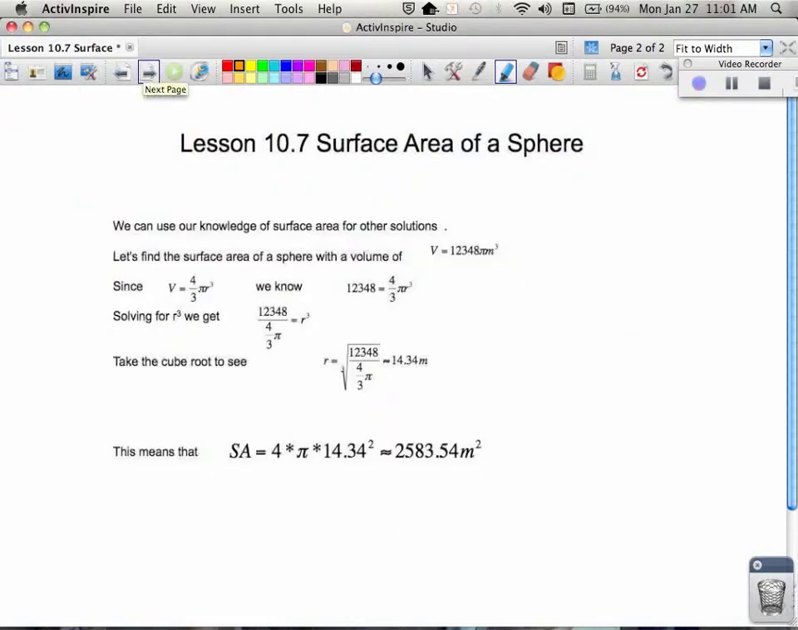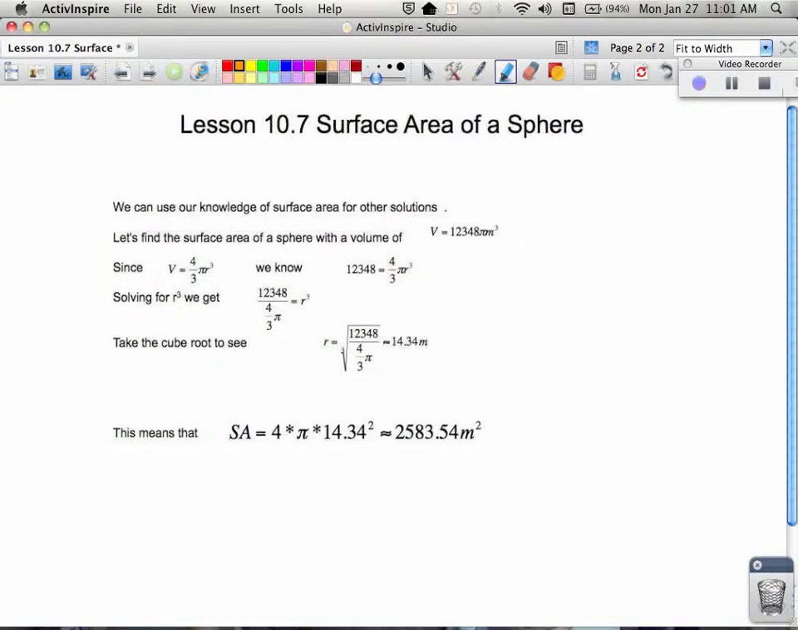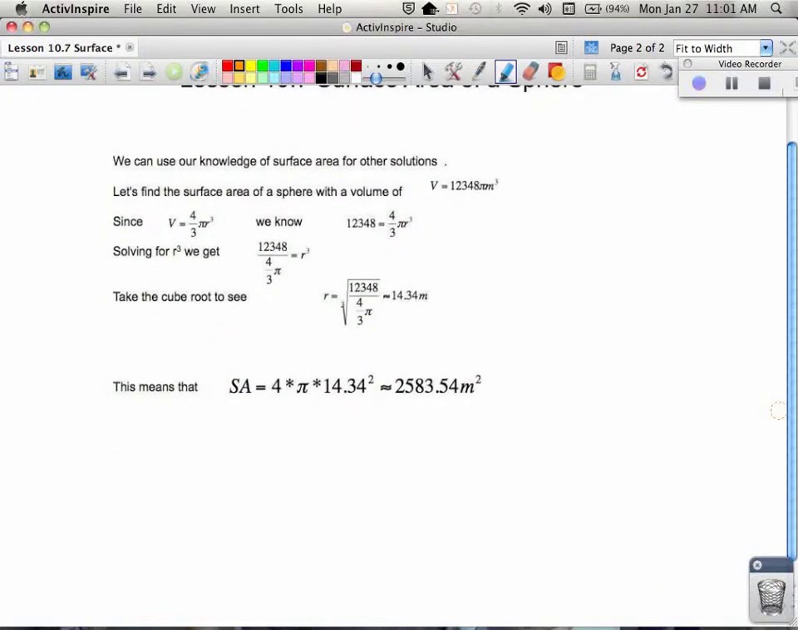In the second slide here, we're going to do something a little more complicated. So we're going to use our knowledge of surface area for other solutions. We're going to find the surface area of a sphere, but they're going to give us some other information first. The information that they give us is that the volume is 12,348. So I'm going to use that information. Okay, so here's what I do with that.